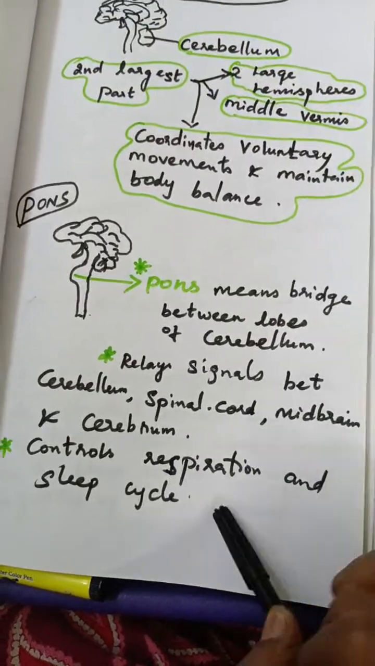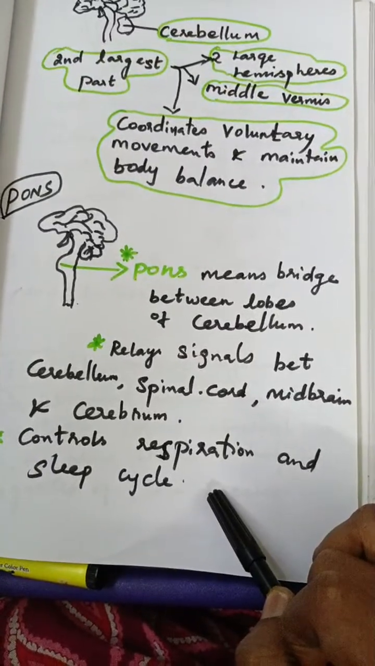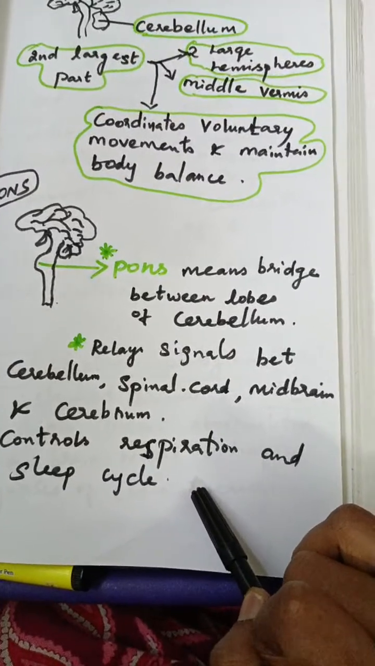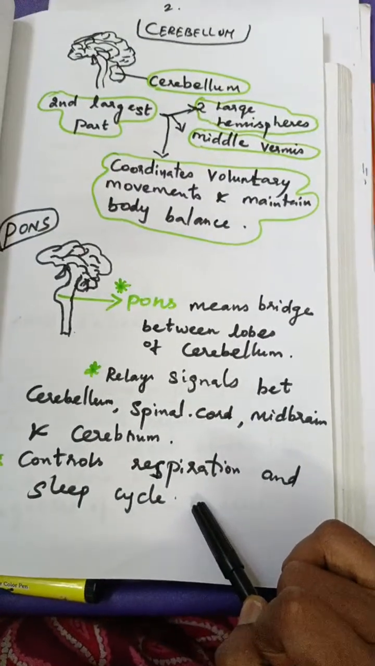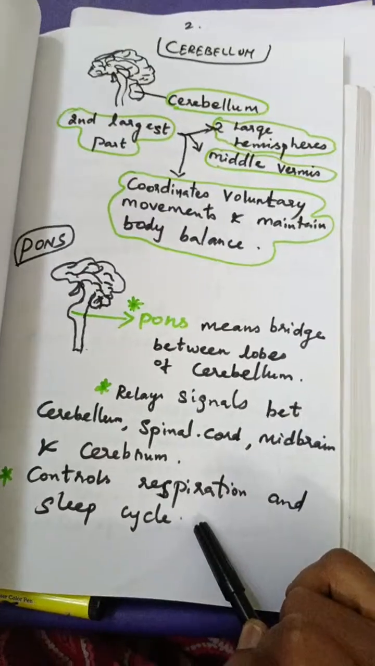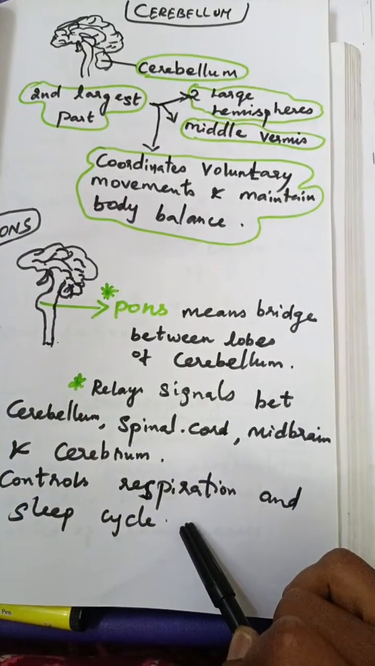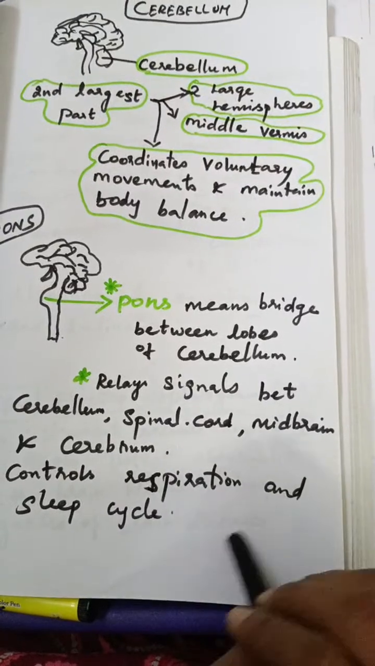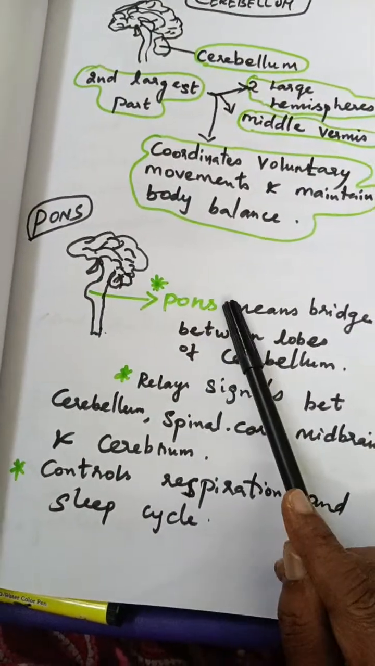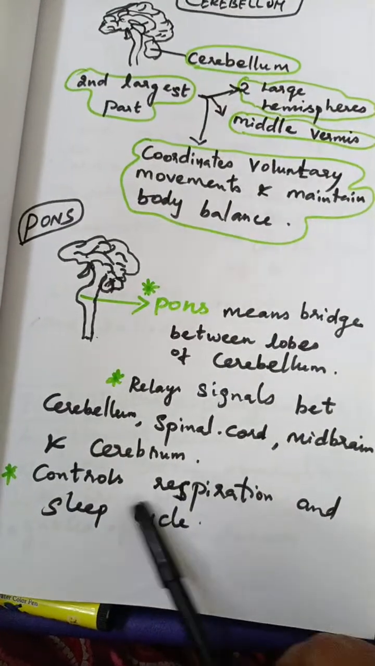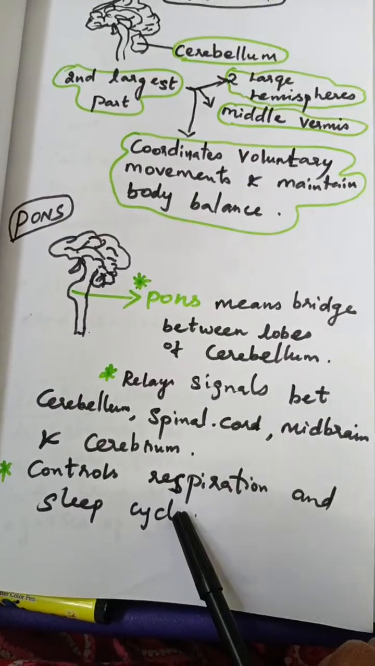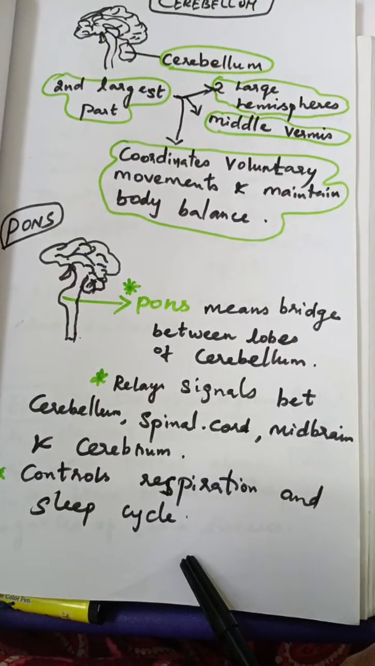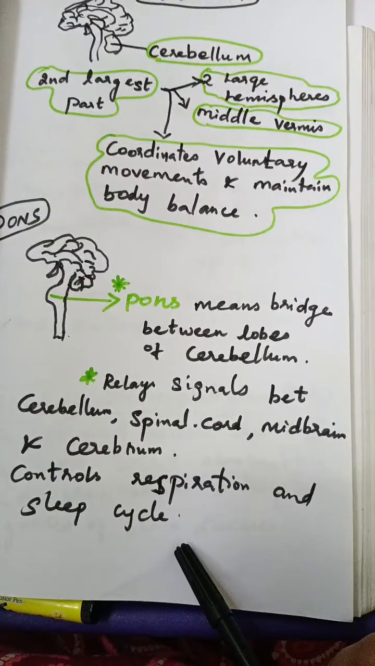And not only that, what is its main function? Now we are breathing. Yes or no? You take in oxygen, you give out carbon dioxide. At the same time, the food which you ate is digested and converted into glucose. The oxygen and the glucose give you energy. You breathe, you get energy from the food which you have eaten. So all this respiration process is controlled by the pons. And your sleep cycle, you sleep during night or any other time when you feel drowsy, or when your body needs rest, at that time you will sleep.